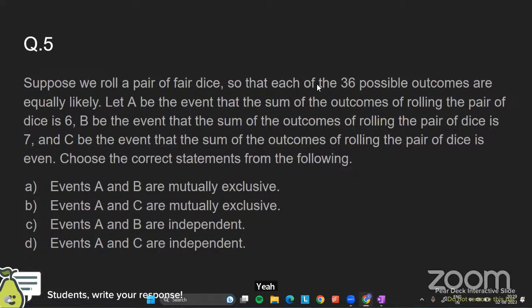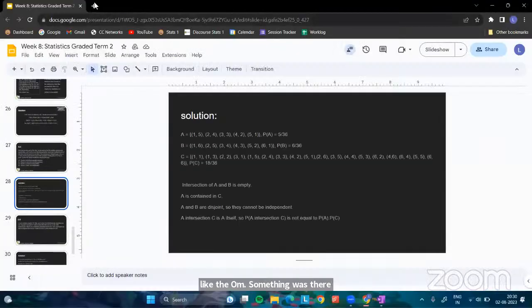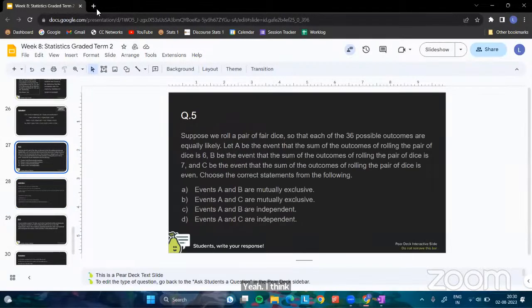Ma'am, I have a little doubt because I'm lagging much in this stats. Can you tell me that P of A given B is from which week? When the conditional probability, like we discussed. Yeah, I think that's week 8. It's week 8, ma'am? Yeah. Okay, thank you.